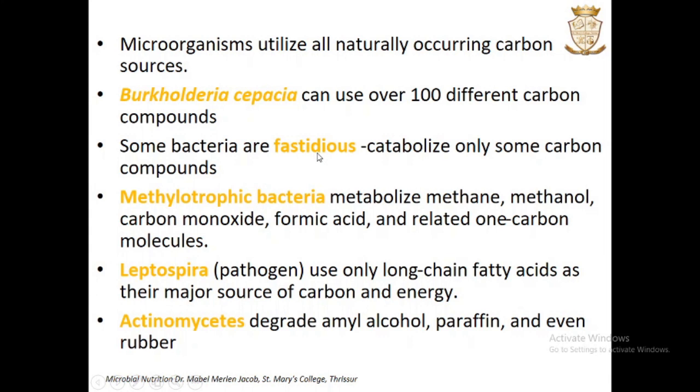Leptospira, which is a pathogen, uses only long-chain fatty acids as the source of carbon and energy. So these are examples of fastidious bacteria, with specific requirements. Now actinomycetes, another group of microorganisms, can degrade amides, alcohol, paraffin and even rubber. So almost all carbon compounds are utilized by different microorganisms.